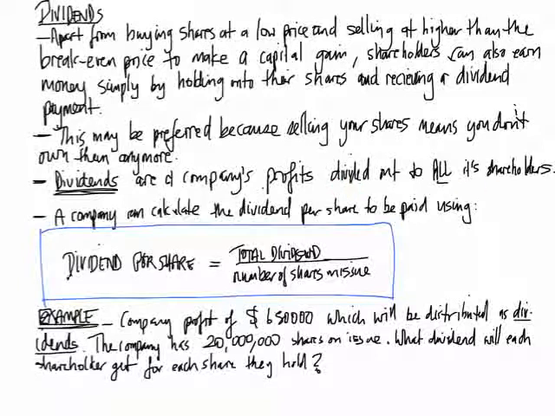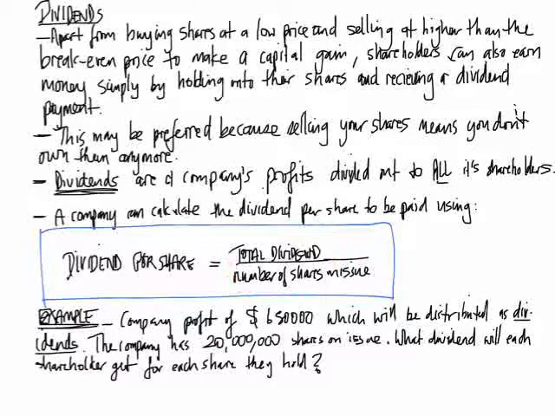So a company can calculate the dividend, the amount of money that each shareholder will get for each share that they own, by using this formula. Dividend per share is equal to the total dividend, the total amount of money that they're going to be dividing up to all their shareholders, divided by the number of shares they have on issue. It's not the number of shareholders, because sometimes shareholders might have thousands of shares themselves. They will get a little piece, a dividend, for every share that they own. So that's why it's the total dividend divided by the total number of shares.